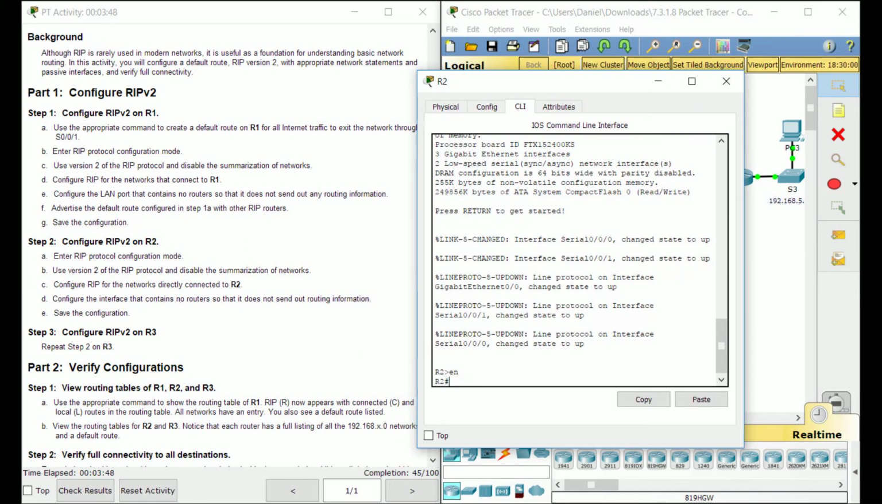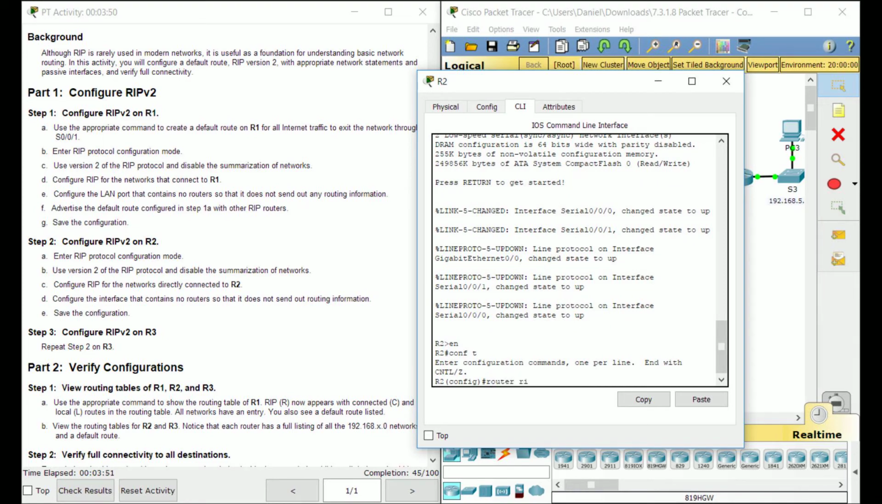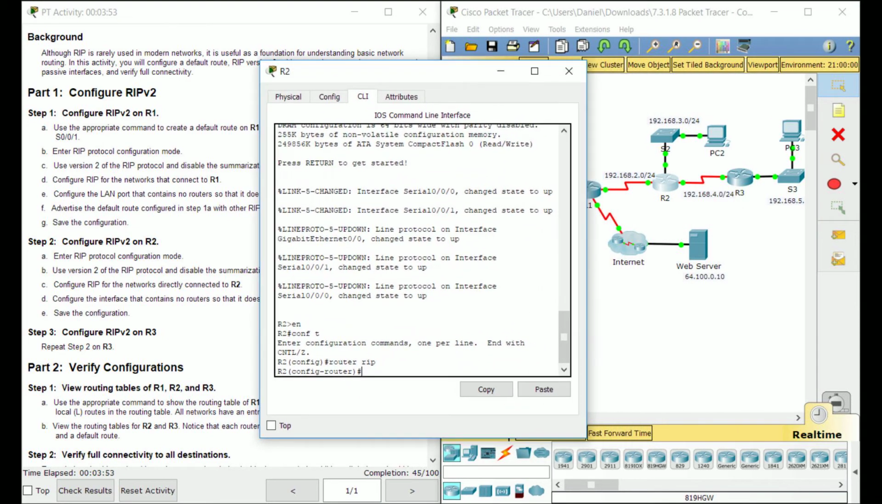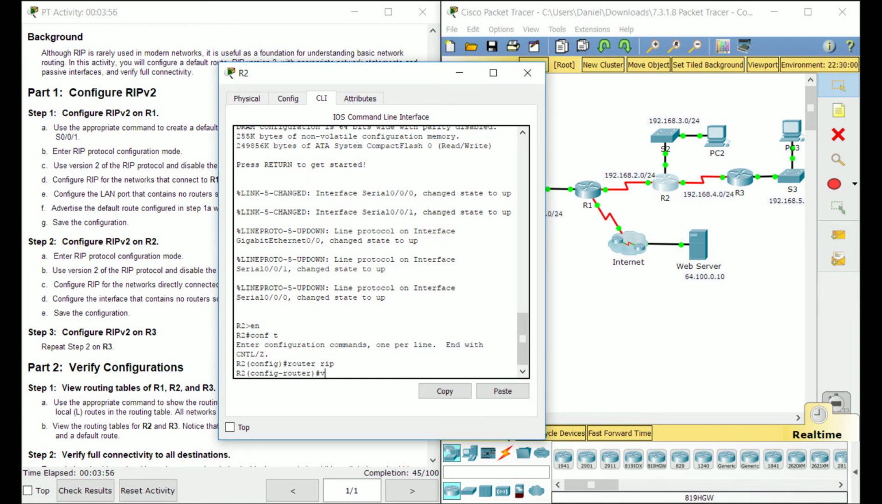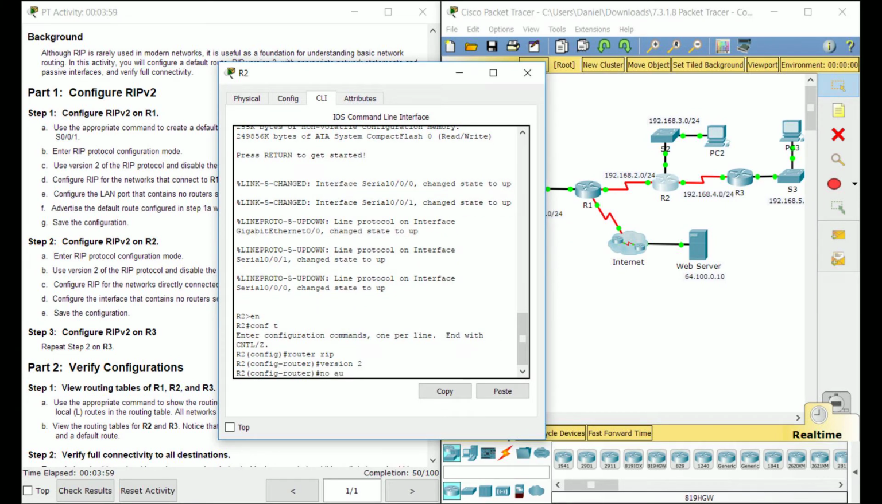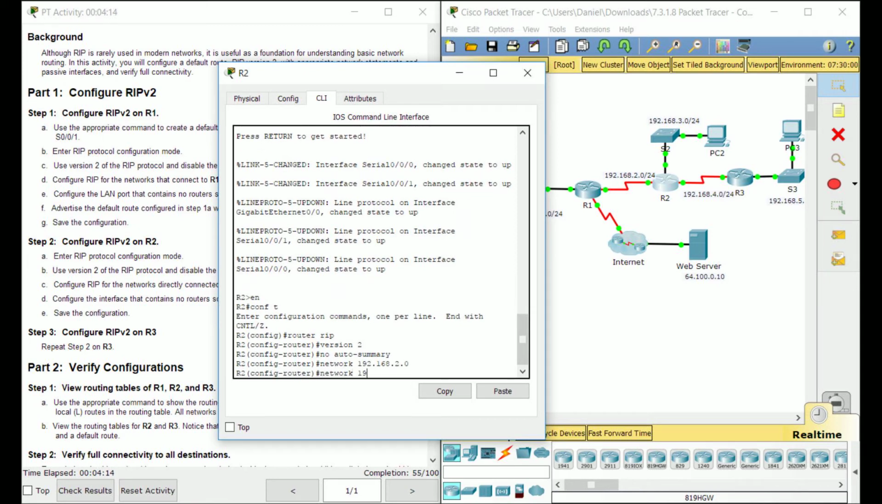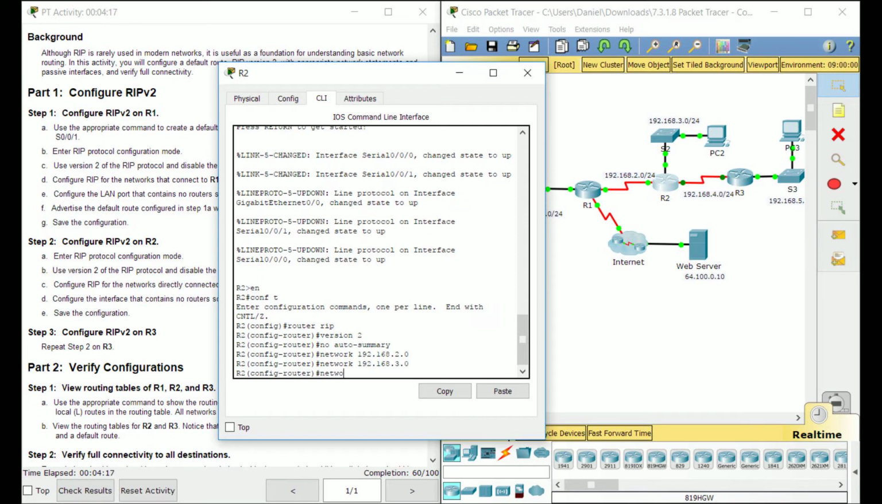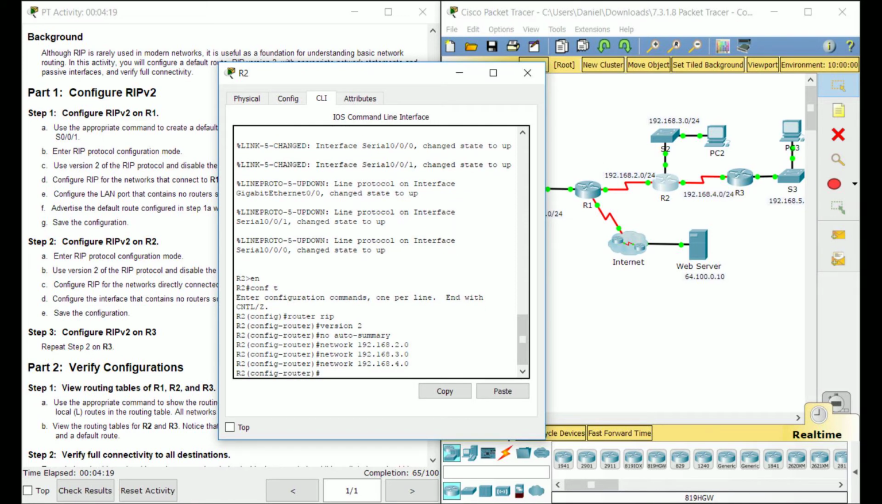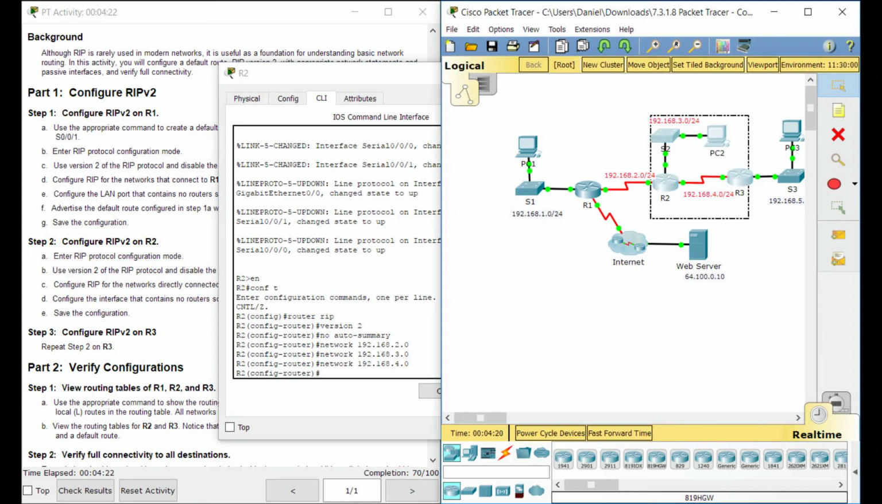Okay, so configuring RIP on R2, which is going to look very similar with the exception of the network commands. So again, as per usual, enabling version 2, disabling automatic summarization. Configure RIP for networks directly connected, so network 192.168.2.0, network 192.168.3.0, network 192.168.4.0. I entered those three commands in quick succession because I was looking over here and saw that these three networks were directly connected to R2.